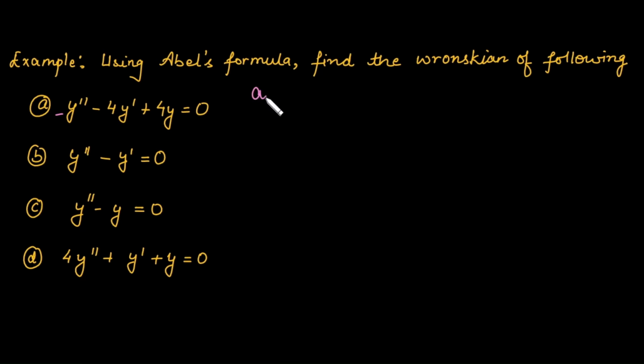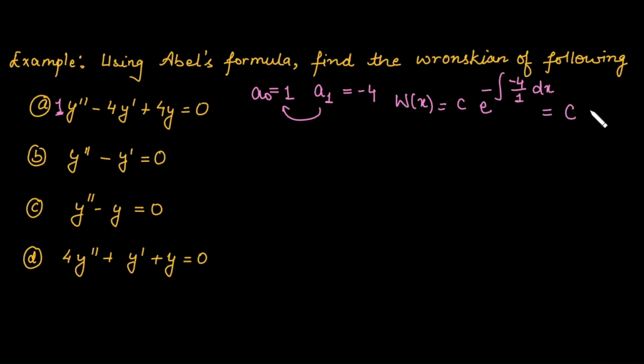So for the Wronskian, we need the values of a1 and a0. a0 is the coefficient of the second order derivative. What is the coefficient in this case? That is 1. And a1 is the coefficient of the first order derivative, which is equal to minus 4. So now directly apply the formula. The Wronskian is equal to a constant multiple of e raised to the power minus the integration of a1 divided by a0, that is minus 4 divided by 1, integrated with respect to x. So this is equal to a constant times e raised to the power minus minus, which will be plus, the integration of a constant, which is x. So we have in this case 4x. In the first case, the Wronskian is a multiple of e raised to the power 4x.